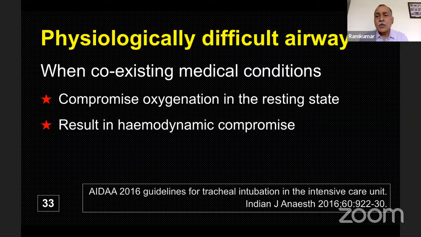So the two bullet points draw our attention to: one, a coexisting medical condition that compromises oxygenation in the resting state. It could be a respiratory problem, it could be a cardiovascular problem. So if there is already a resting hypoxemia, whatever we do during our process of airway management may add to the problems. So this is one of the angles that we need to look at. The second bullet point draws our attention to altered hemodynamics, which can also result in airway difficulties or a physiologically difficult airway.